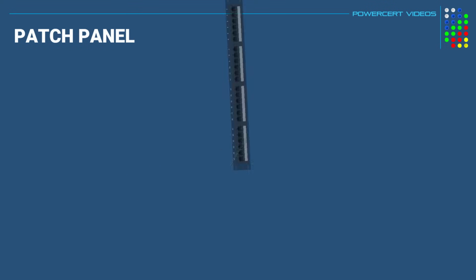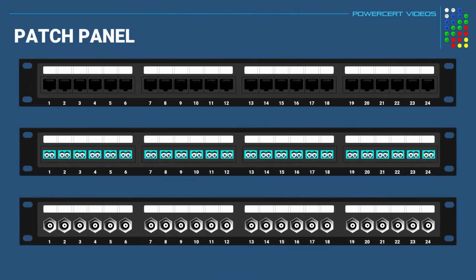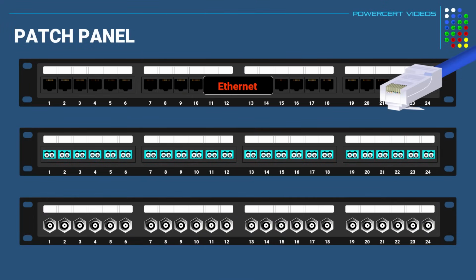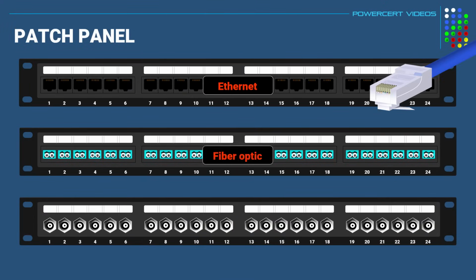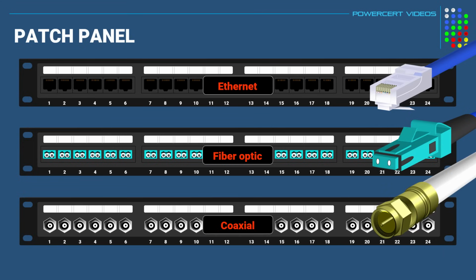Patch panels also come in different types, depending upon what kind of network you're running. There is Ethernet, which we just talked about, fiber optic, and coaxial.